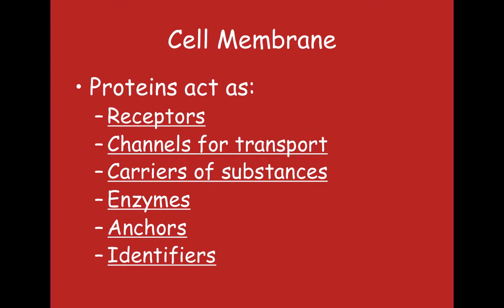We call these identifiers antigens, and all of your cells have them. An identifier is kind of like a name tag. It basically says, hi, I belong to Susie. And if the cells don't have that right name tag on there, then our immune system actually kicks in and will attack it.